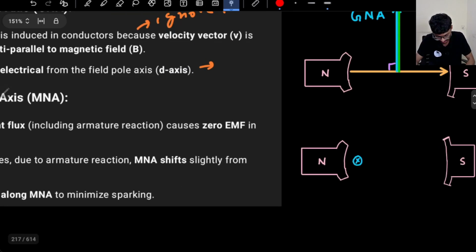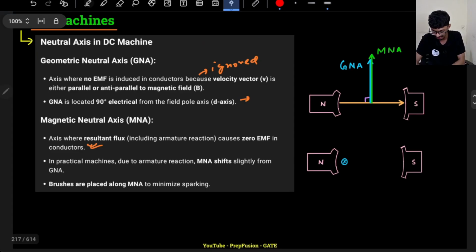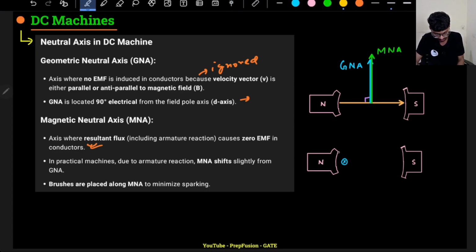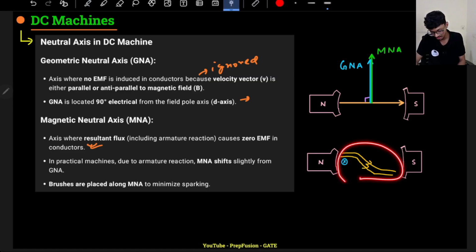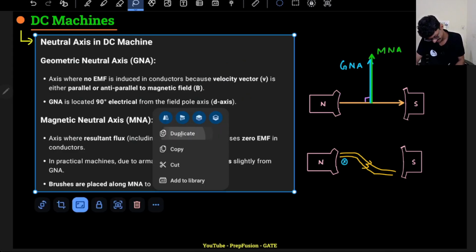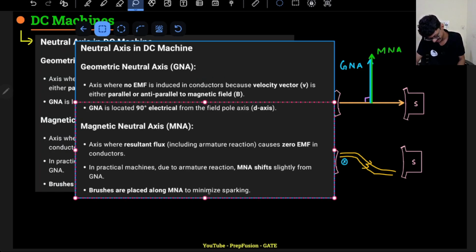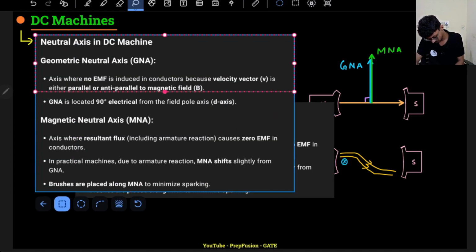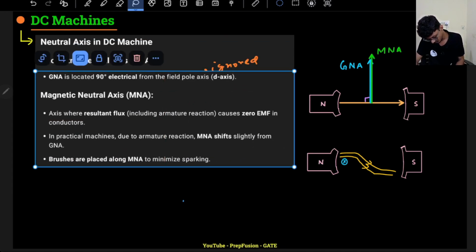Now if I place a conductor carrying current, the resultant magnetic field will be like this, right? This we have already discussed, correct? If the resultant magnetic field line is like this, my GNA will not change. The direction of GNA is a geometrical parameter. So let me remove this, because I know you guys will break my brain asking about that definition. Okay, now it is fine.